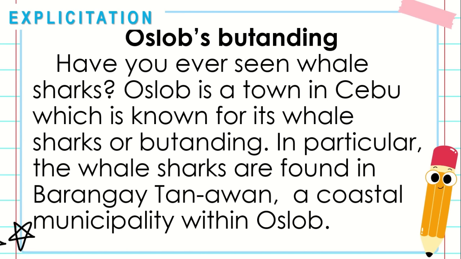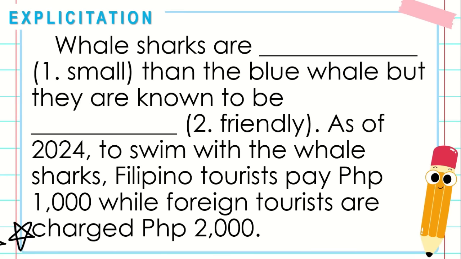Next is Oslob's Butanding. Have you ever seen whale sharks? Oslob is a town in Cebu which is known for its whale sharks or butanding. In particular, the whale sharks are found in Barangay Tanawan, a coastal municipality within Oslob. Whale sharks are blank smaller than the blue whale, but they are known to be blank friendly.